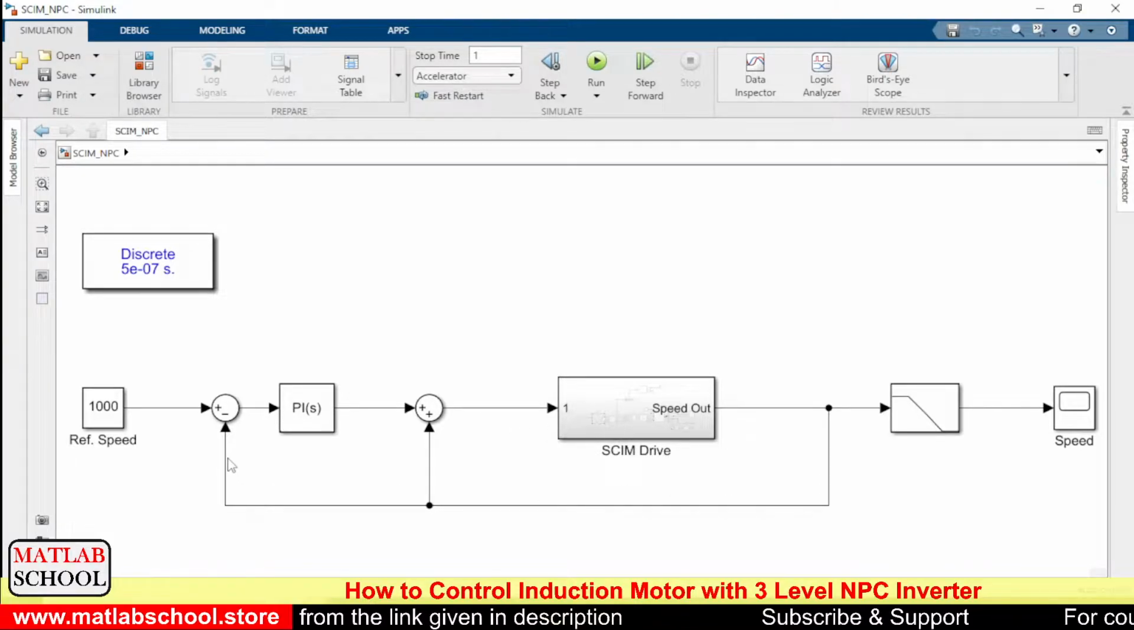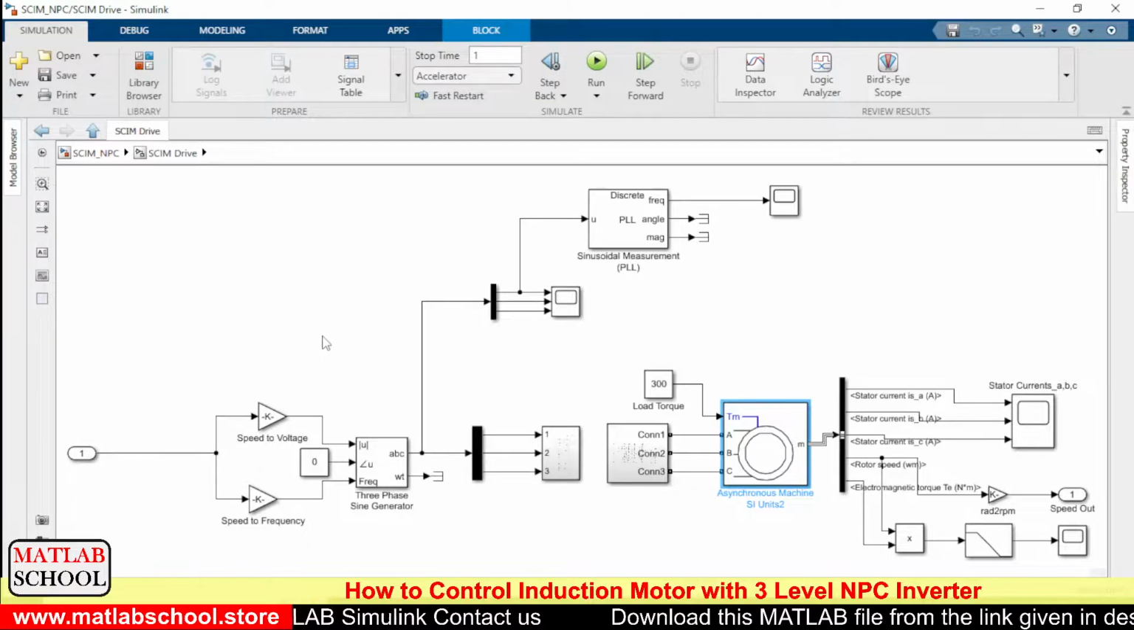And to this 1000 RPM, I'm comparing the actual speed. The output of this speed error is given as input to the PI controller. Then the output of the PI controller along with the actual speed will be added, and that will be given as input to the next stage. So basically this model is designed based on V/F control. At any speed, the ratio of voltage and frequency will be maintained constant.